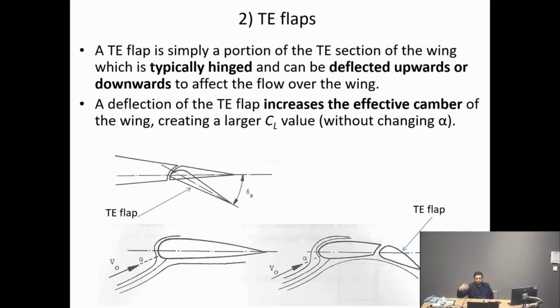Remember, they're all trying to achieve more and more CL to allow you to fly, to reduce the stall angle. So a deflection of the trailing edge flap will increase the effective camber of the wing, which gives you a larger CL. Now, if you remember our discussions last year between a symmetric and a cambered airfoil, the first thing, hopefully you remember, is that a cambered airfoil for any given angle of attack will always give you more lift. Okay? You remember that? So this is the same idea here. We're trying to increase the effective camber of the main wing, which will definitely give us more lift. How do you do that? You just put this flap towards the trailing edge and deflect it downwards.